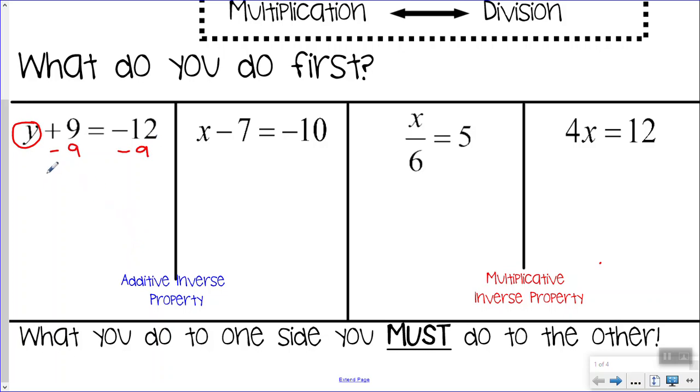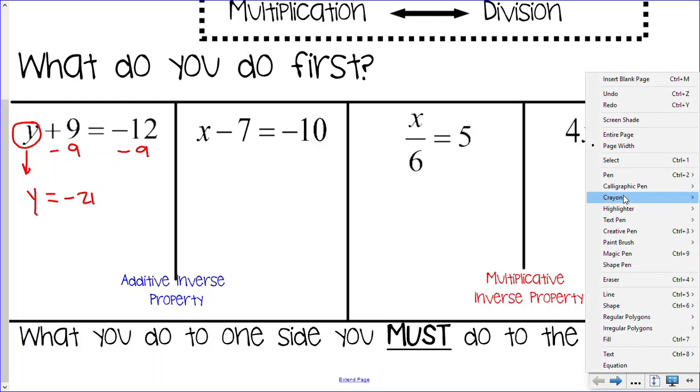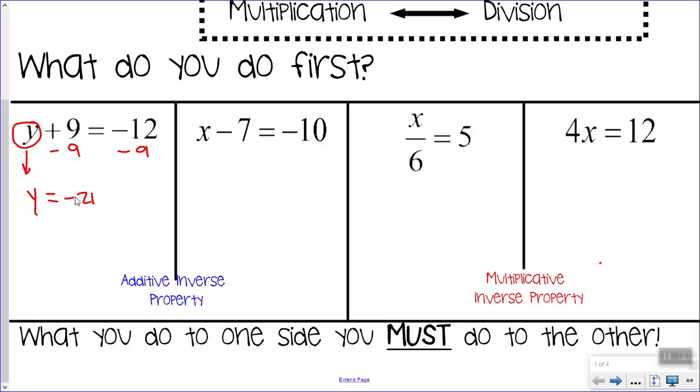So now I subtract 9 from both sides. My y is going to come down. 9 minus 9 is 0, so now we've gotten rid of this, which is what we wanted to do. We wanted to get the variable alone. And negative 12 minus 9 is negative 21. We can check to see whether our answer is correct by substituting it back into the original equation and seeing if we get the number on the other side. So negative 21 plus 9 is negative 12. That's equal to negative 12, so we know that we did this correctly.